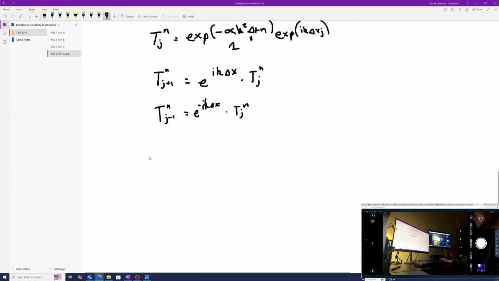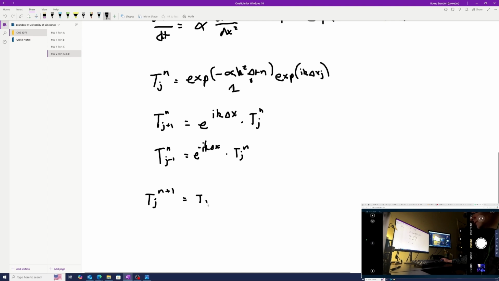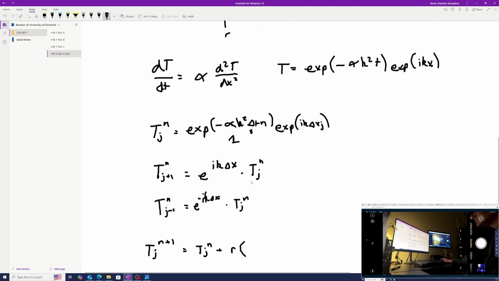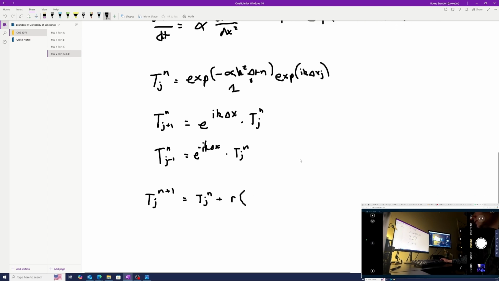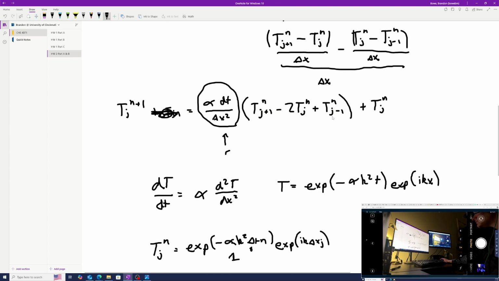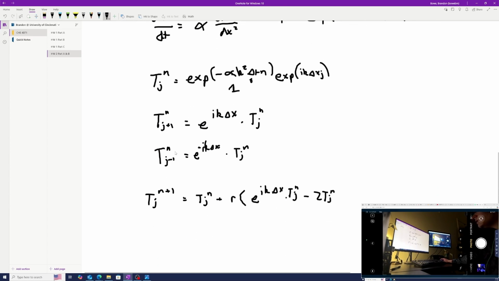So let's rewrite this. We have our T_j^(n+1) is equal to our T_j^n plus our r multiplied by our T_(j+1)^n, which we know is going to be e^(ik delta x) times T_j^n, and plus our T_(j-1)^n, which we have here, which is going to be plus e to the minus ik delta x times T_j^n.